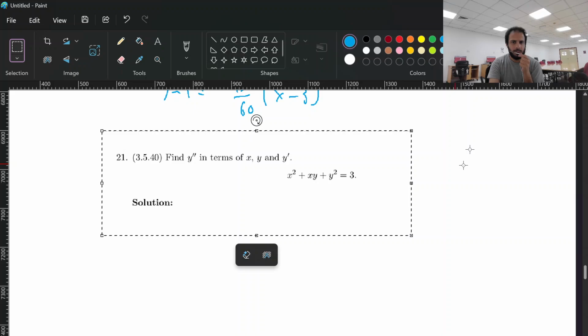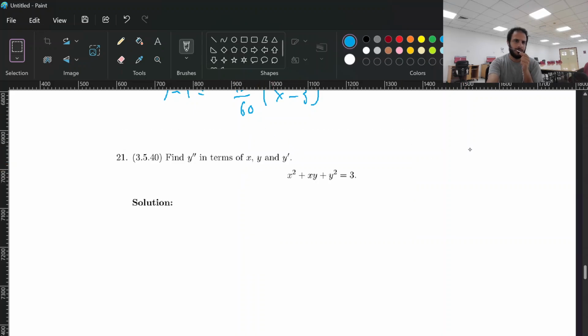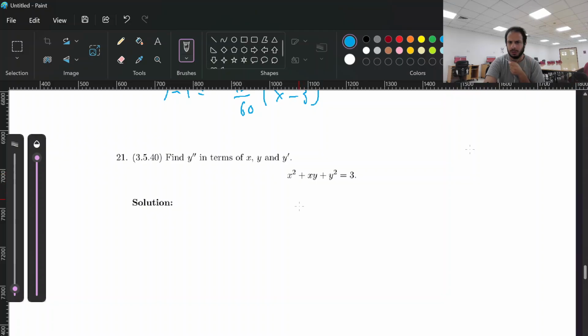Find y double prime in terms of x, y, and y prime. How to solve this? We differentiate, right? So you get 2x plus, for this one we use product rule. So we get x y prime plus y plus 2y y prime equals 0. Since he tells us in terms of x, y, and y prime, no need to simplify, I mean, no need to solve for y prime, and then you differentiate it.